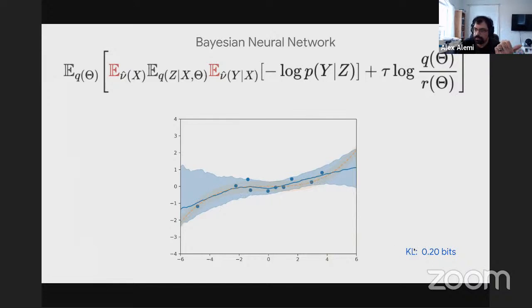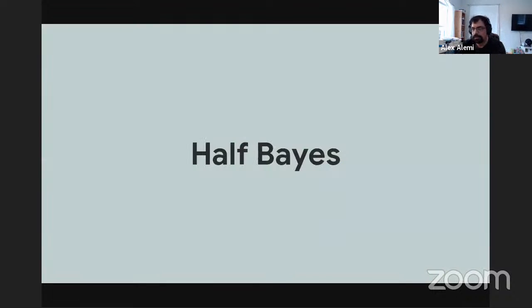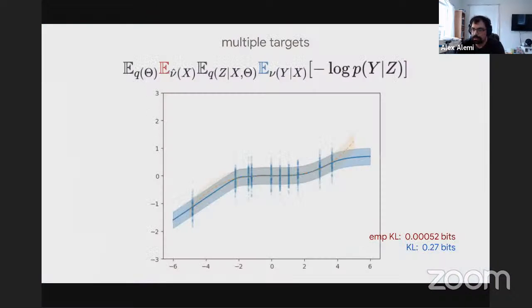The KL divergence between the resulting predicted distribution and the true distribution is quite small, 0.2 bits in this case. But it took a lot of work. This was doing HMC and all that stuff. So what if there was some way to do some middle ground? And that's the point here.